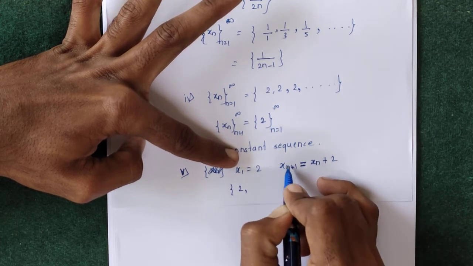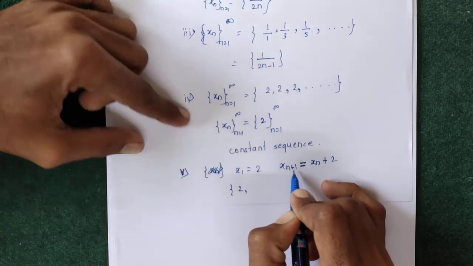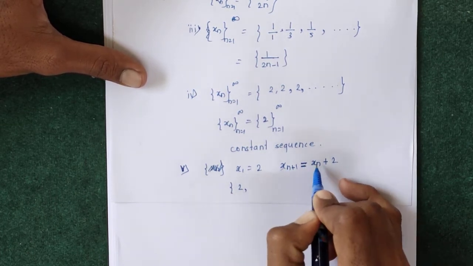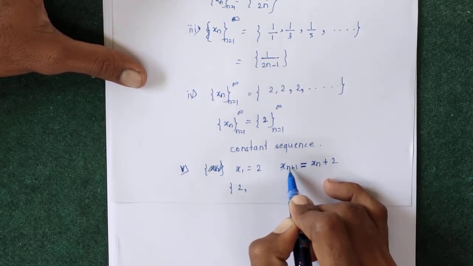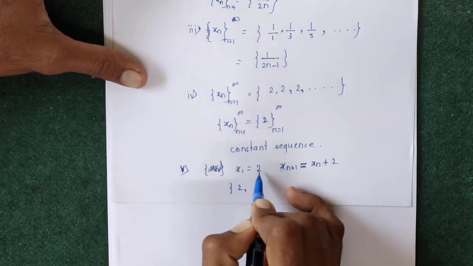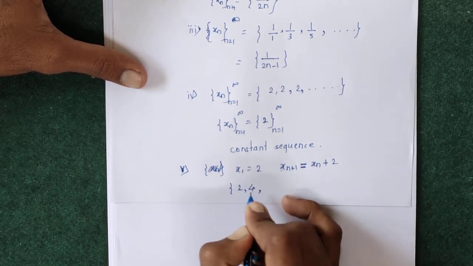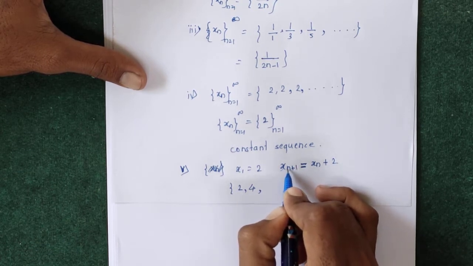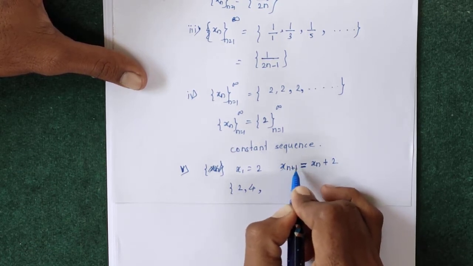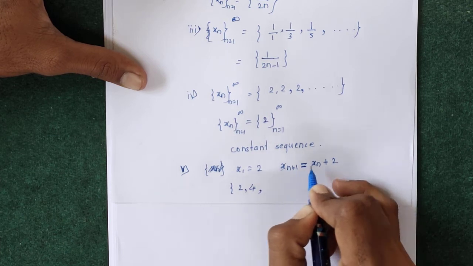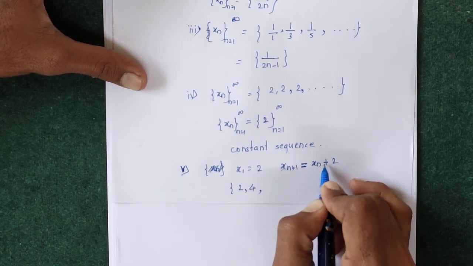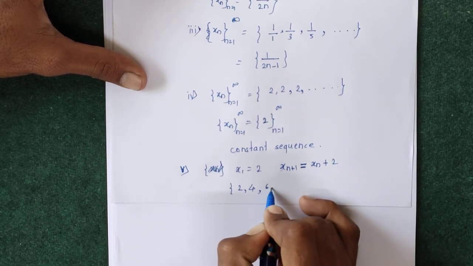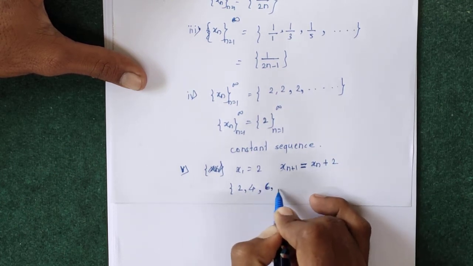So if we put n equal to 1, we get x1 plus 1, which is x2. So x2 is x1 plus 2, and x1 is 2, so 2 plus 2 is 4. Now, to find the third element x3, we have to put n equal to 2, because x2 plus 1 is x3. So x2 plus 2, where x2 is 4, gives 4 plus 2, which is 6. So this is another example of a sequence.